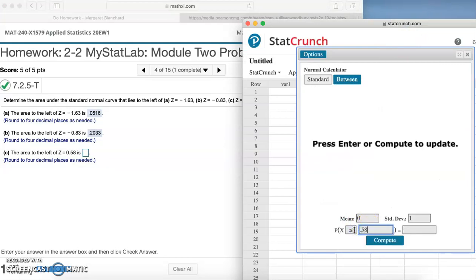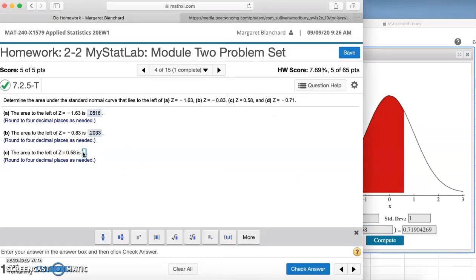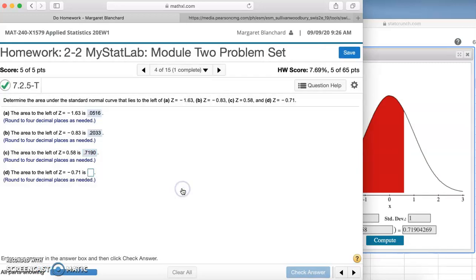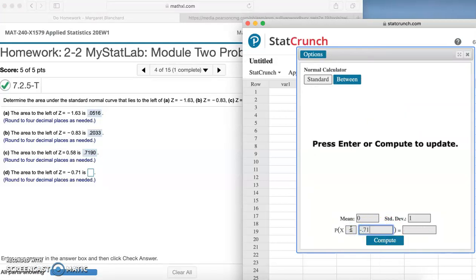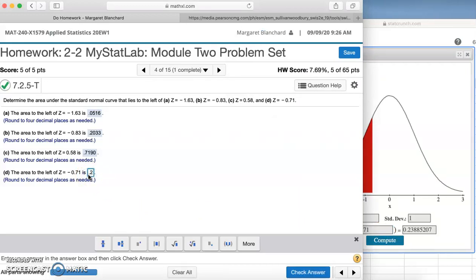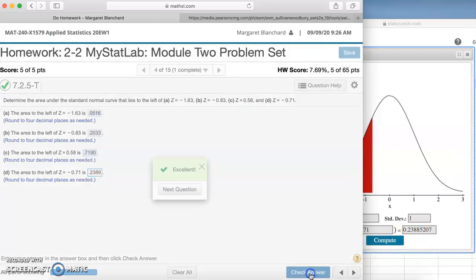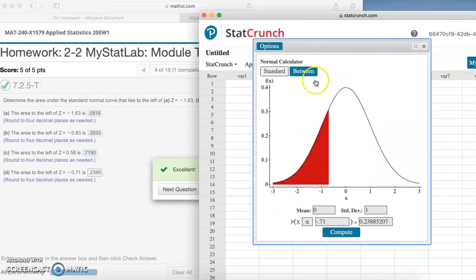So here we have 0.58. Compute, we're given 0.7190 when we round to the fourth place. Well done. And now we have to the left of negative 0.71. And we have 0.2389 when we round. See that 8 gets rounded up because of the 5. Check answer. Excellent.